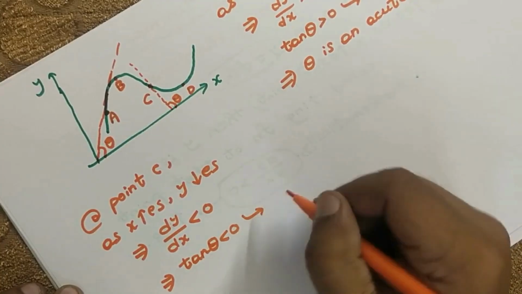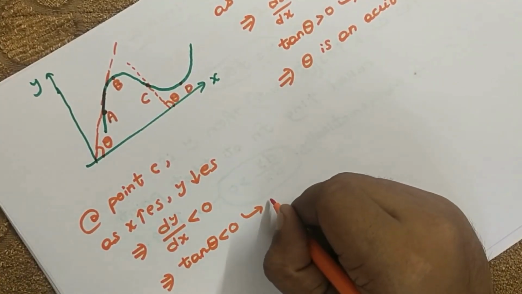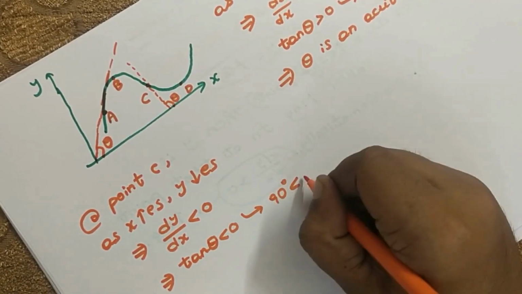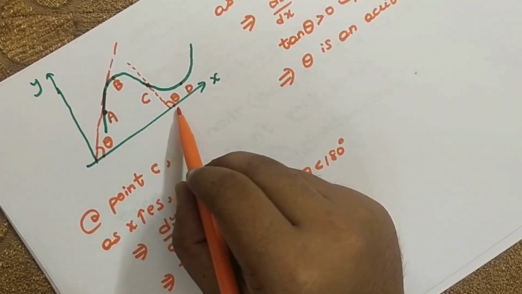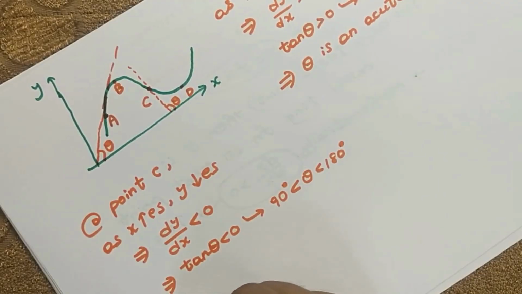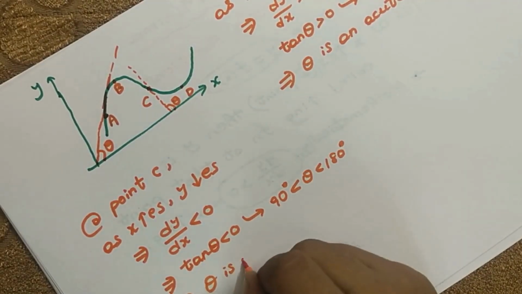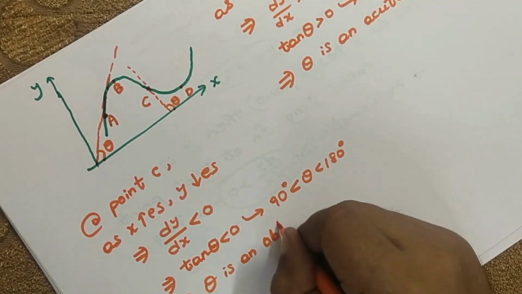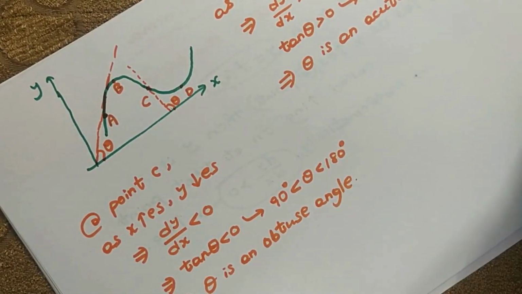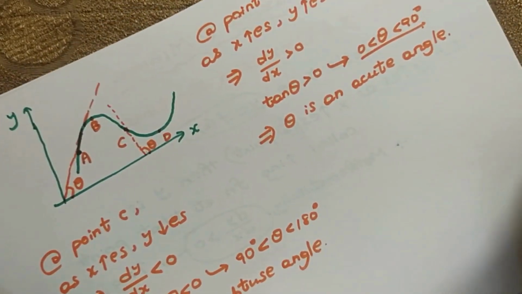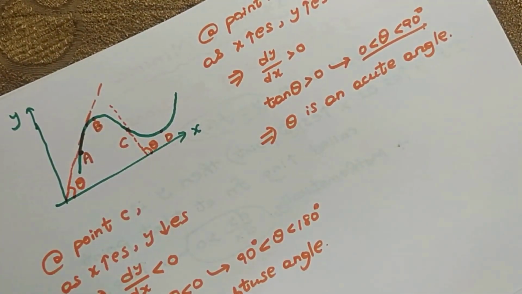When does this happen? When theta lies between 90 degrees and 180 degrees, right? From the graph also it is clearly observable that theta is an obtuse angle, which implies theta is an obtuse angle now, right? Okay, let's look at point b now.